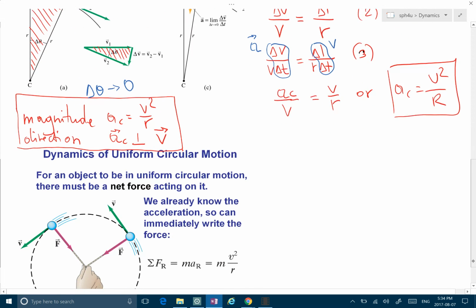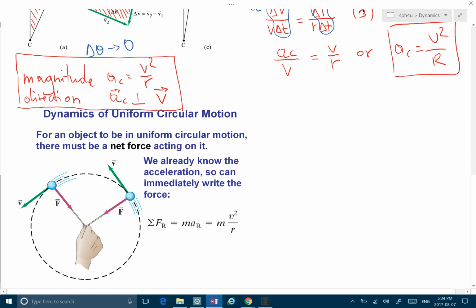Before we go, or actually we can go to kinematics. Of course, in order for an object to have an acceleration, there must be some unbalanced force, right? And remember that the net force is parallel to the acceleration, right? Which means that the net force has to point toward the center, all right?